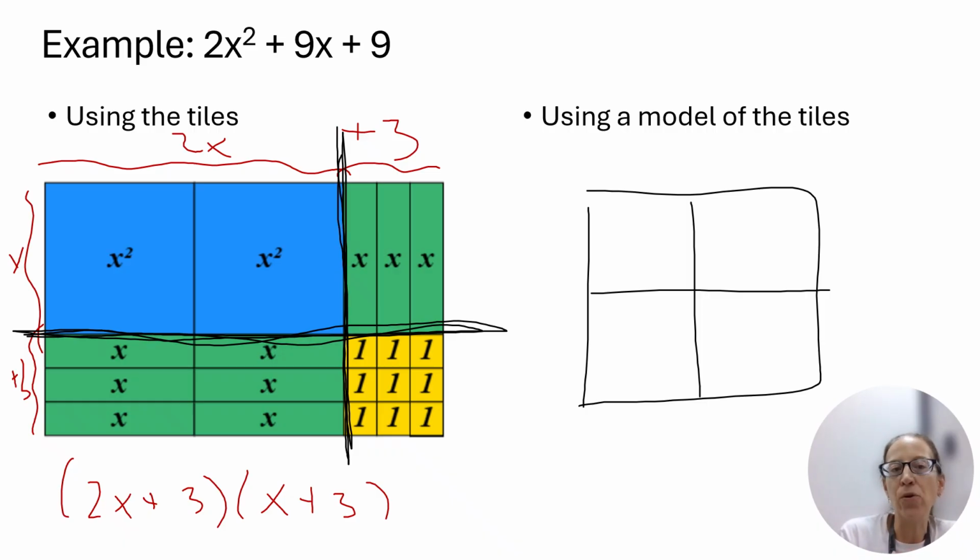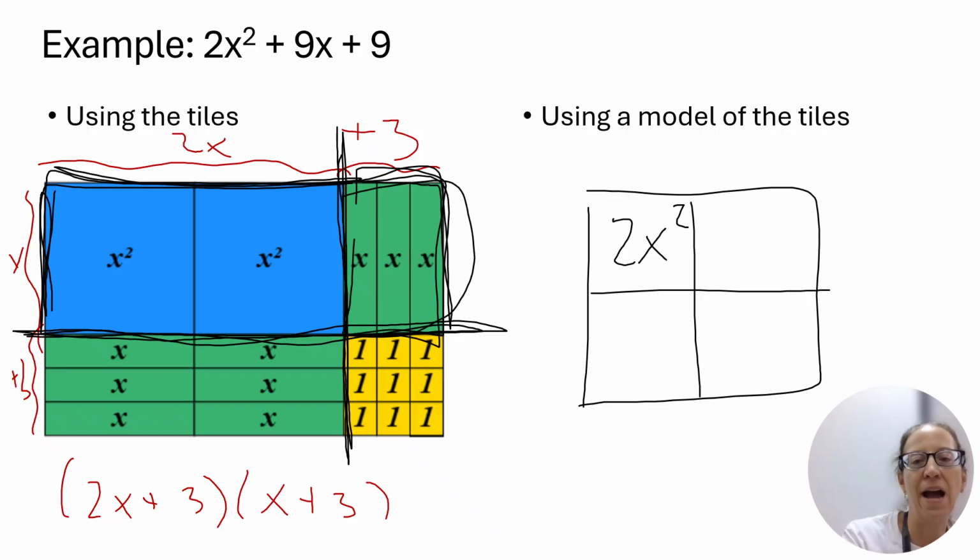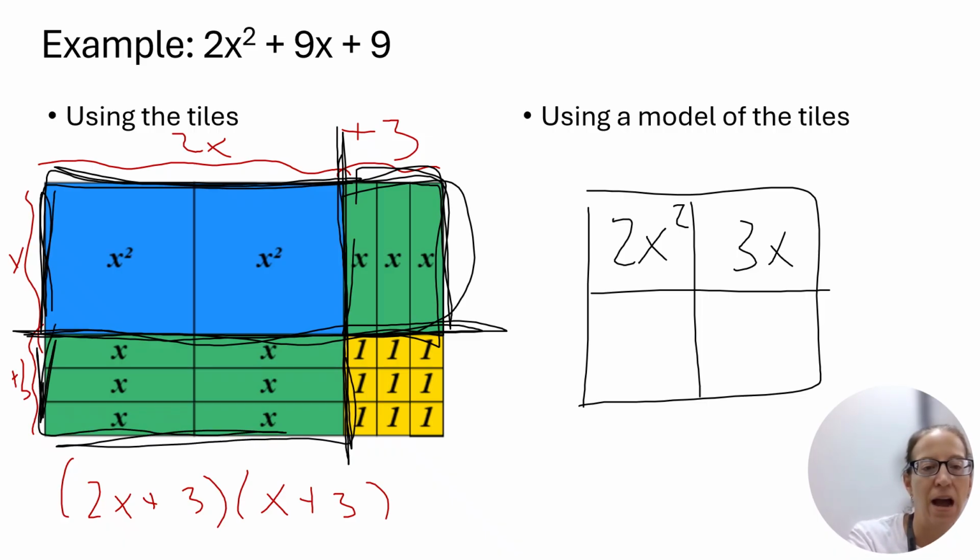And in that upper left, I could have 2x squared, like so. That would be this blue chunk right here. And you think, well, how many x squareds do I have? I have 2 of them. Then in this upper right, I have 3 x's, like so. And then in the lower left, I have 6 x's. And in the lower right, there's my 9.